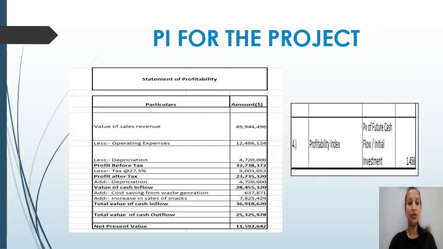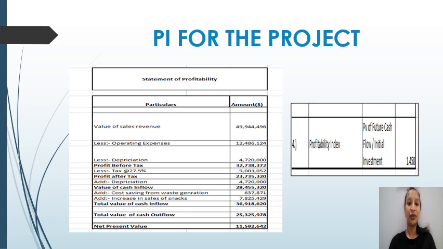PI for the project. A proper formula and method has been used for the calculation of the future cash flow that has been identified based on the prediction that has been made for the references mentioned in the case of the project.